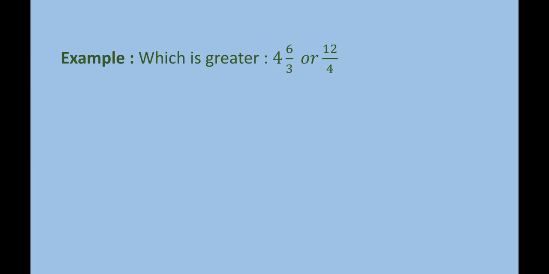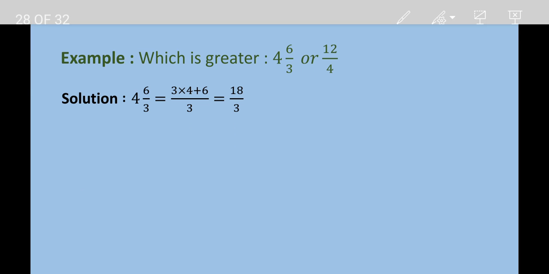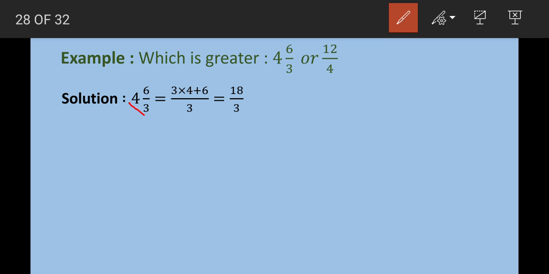So now come to an example: which is greater, 4 and 6 by 3 or 12 by 4? We have to compare a mixed fraction with an improper fraction. Now come to the solution. So 4 and 6 by 3, that is the mixed fraction, we have to convert to an improper fraction. So it becomes 4 times 3 is 12, 12 plus 6, 18. Okay, so the new fraction becomes 18 by 3.